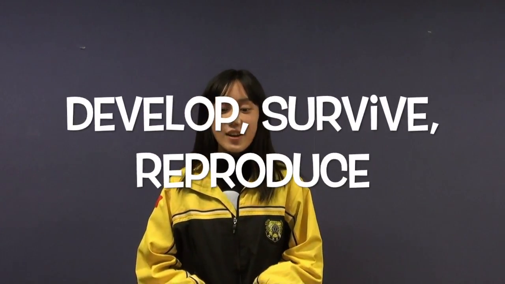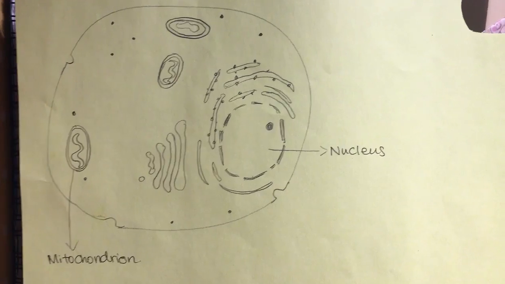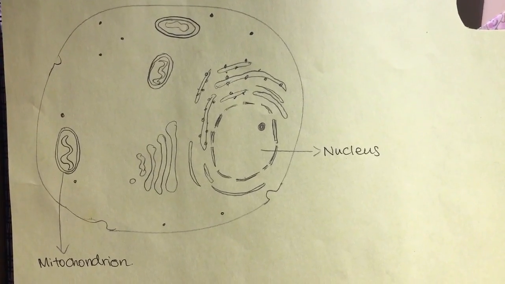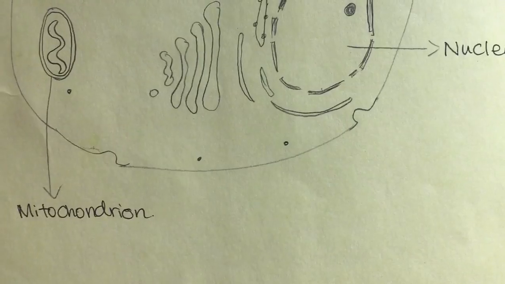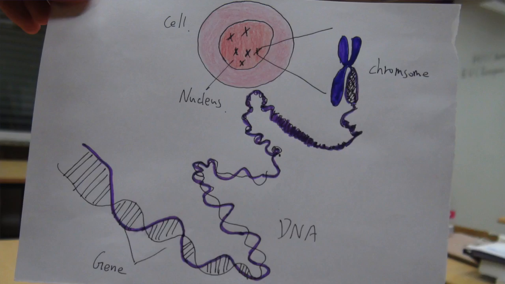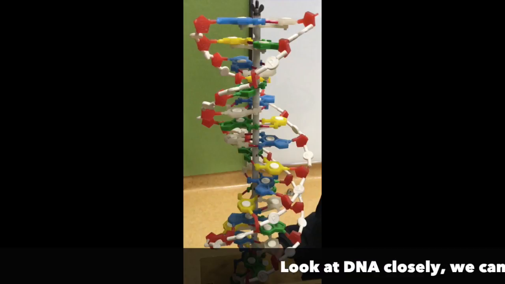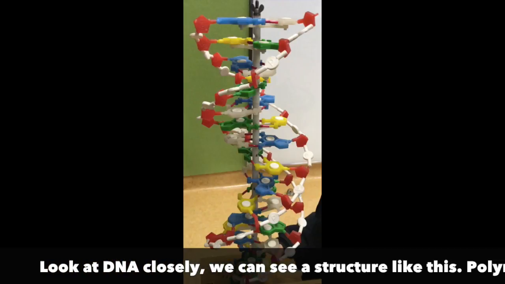To carry out these functions, DNA sequences must be converted into messages that can be used to produce proteins. Most DNA is located in the cell nucleus, and you can find some DNA in mitochondria. Also in most plants and animals, DNA is packaged with proteins into a compact structure called chromosomes. And if we look at DNA closely, we can see the structure like this.